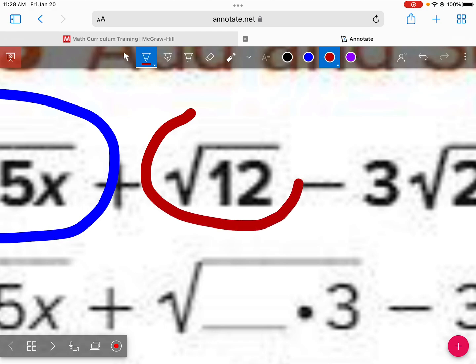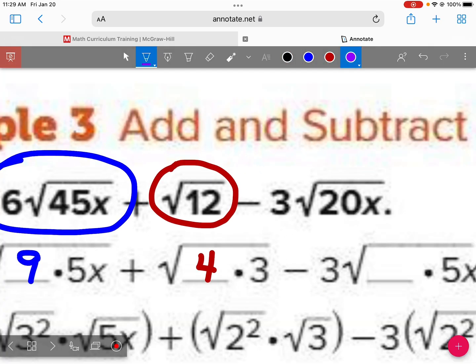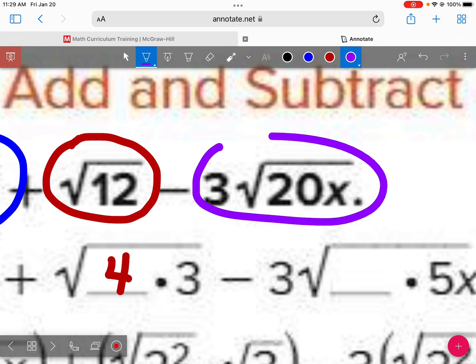Similarly, we're going to come over here to the square root of 12. We're going to break that down. 12 is blank times 3. 4 times 3. And then I come over here to the last term. It's minus 3 times the square root of 20x. I'm not dealing with the 3 right now. I'm just looking at the part under the radical. I'm just looking at the radicand, and I want to simplify it. I can break 20 down into what times 5x? 4.